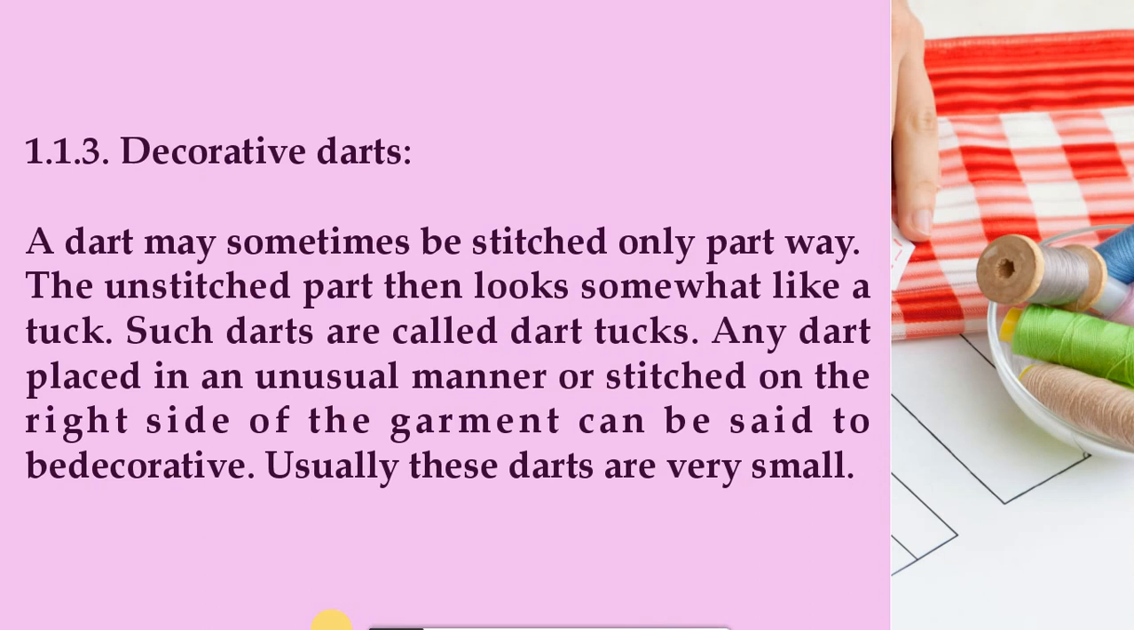1.1.3 Decorative darts. A dart may sometimes be stitched only part way. The unstitched part then looks somewhat like a tuck. Such darts are called dart tucks. Any dart placed in an unusual manner or stitched on the right side of the garment can be said to be decorative. Usually these darts are very small.